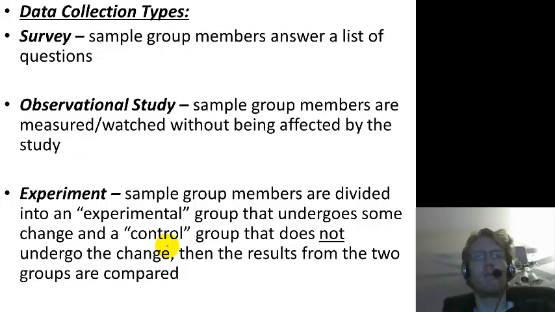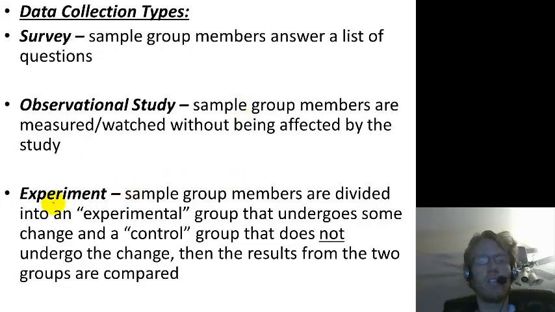And then once you've selected your group that you're going to get information about, there's 3 different ways that you can collect data from them that we'll be looking at. So the first is giving them a survey. So this is a simple list of questions that everybody in the sample group will answer. The second method is called observational study. So this is where you measure or watch the sample group without them being affected. So you're not interfering with anything that they're doing, you're just looking and observing kind of from a distance to see what they do or what they say or how they act.